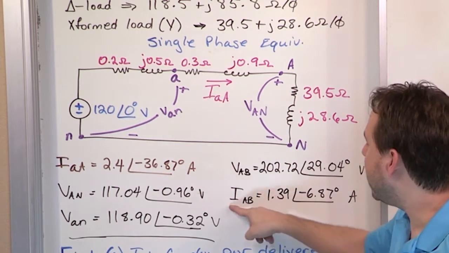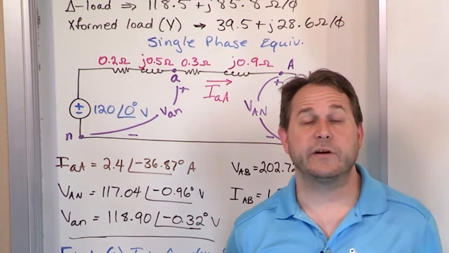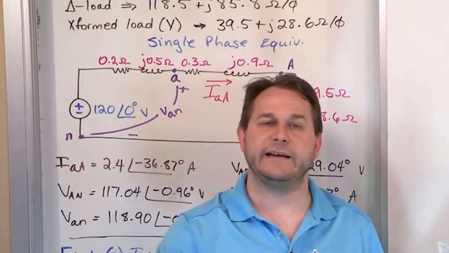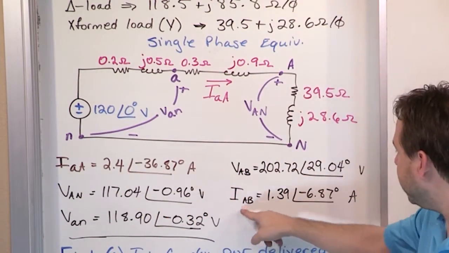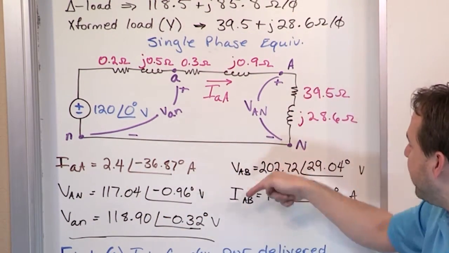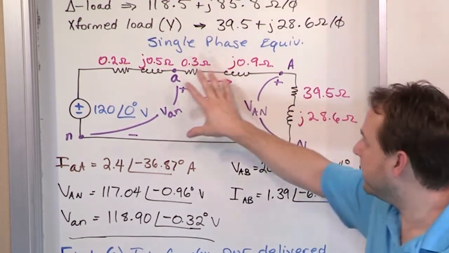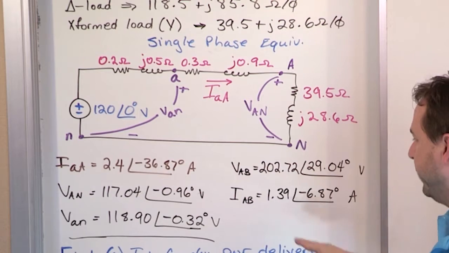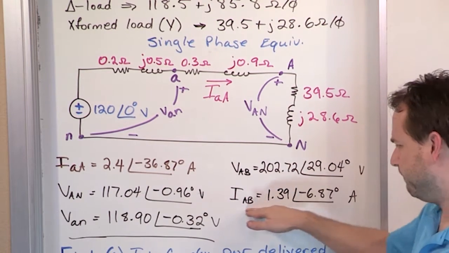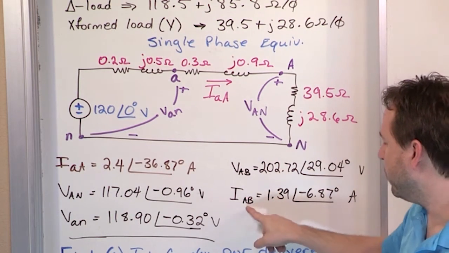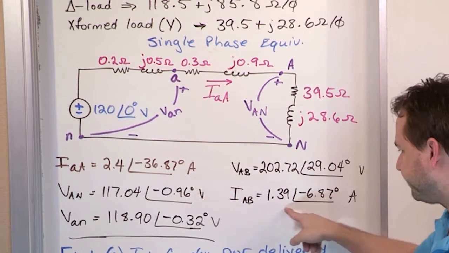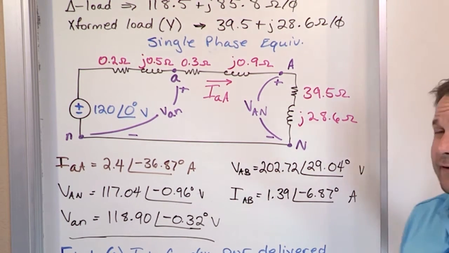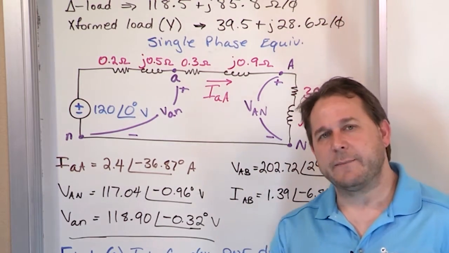And then the I_AB is going to be one of the phase currents. Remember, in the delta load, we have a triangle. We have A, B, and C. So the I_AB is the current flowing through that A phase of that triangle. It's not drawn in the circuit here because this is the transformed version, so we have a Y load here. But in the original problem statement, you would have a triangle there, and this would be one of the currents flowing through the leg. Okay, 1.39 angle negative 6.87. This is a very short problem, but we have to do some thinking about how to proceed.